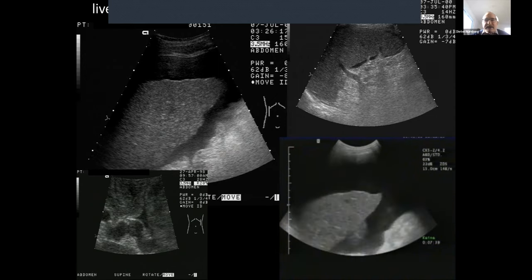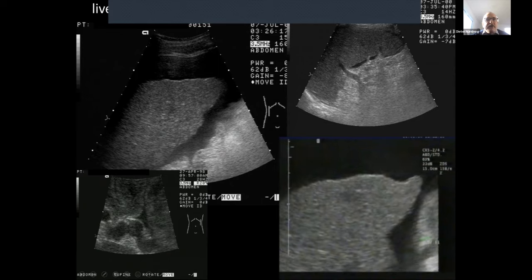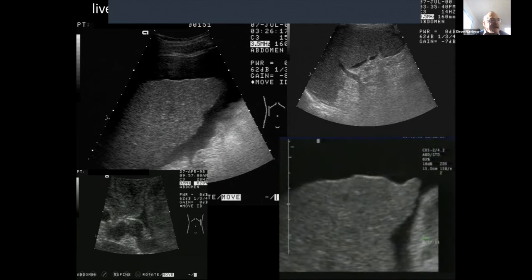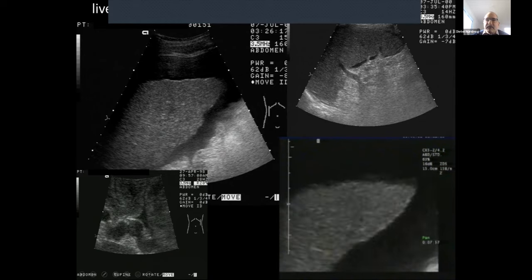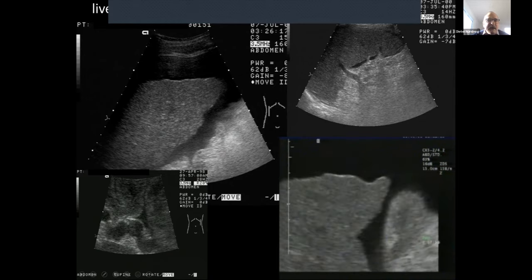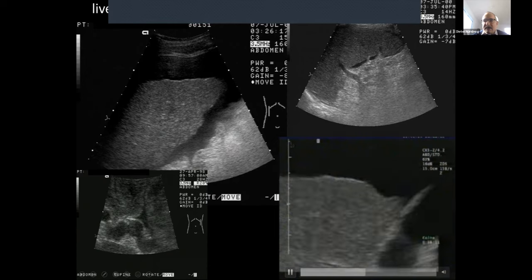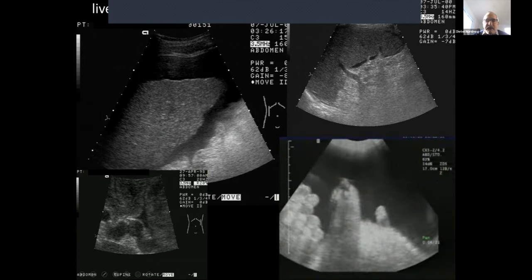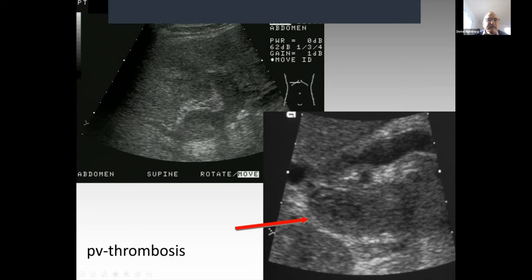Very often we see the situation of portal hypertension in liver cirrhosis with a typical sign of ascites, of a big spleen, and of collaterals. So you can see here the cirrhosis of the liver. On the other side, another cause of portal hypertension, and we heard a lot about that, is the thrombosis of the portal vein system.